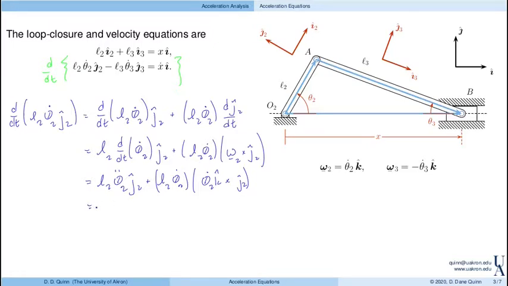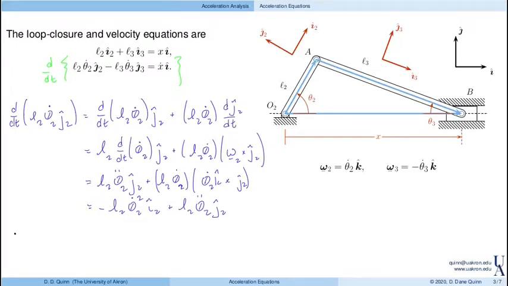So finally, we have the following. K cross J2, well, that's minus I2. Notice that I have two theta 2 dots. So in the I2 direction, I get minus L2 theta 2 dot squared from this term, and then plus L2 theta 2 double dot in the J2 direction. So this is the derivative of this first term. Now, we can do the second term, right? And finally, we can do the right-hand side, which is just x double dot in the I direction.